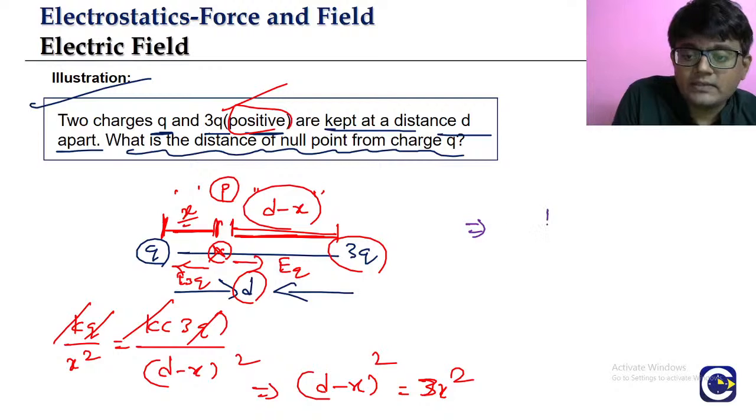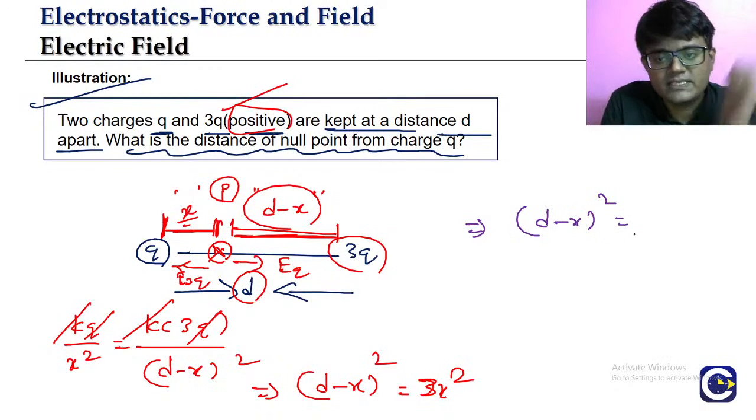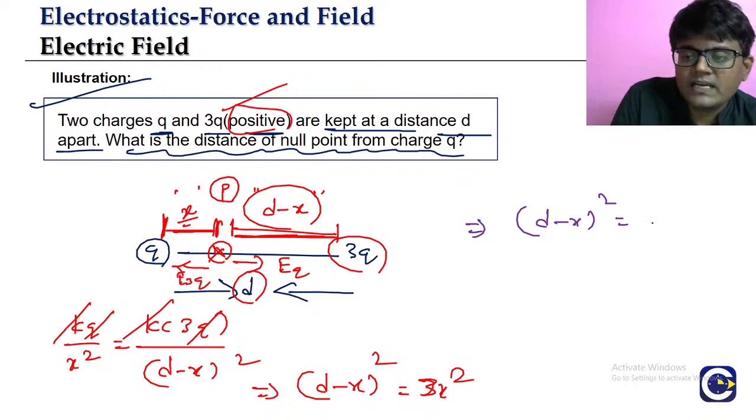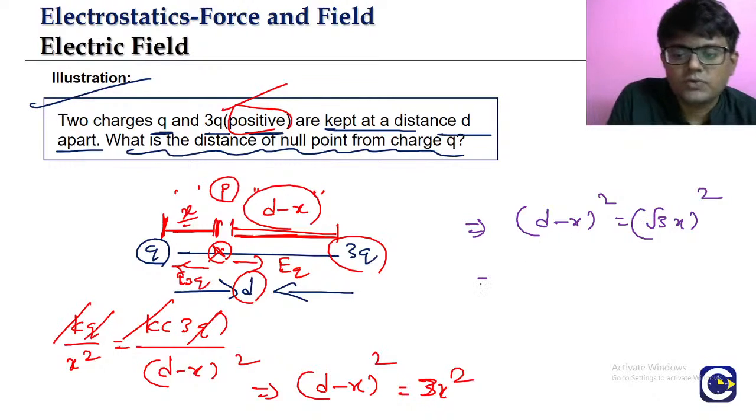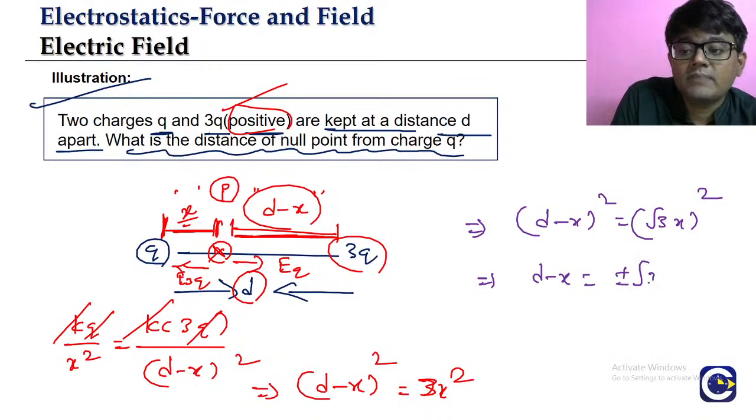So I can write like this, d minus x the whole square. Do you know what all these are? These are all the numerical simplification techniques. This 3x square, when can we write it? We can write it as what? Root 3x the whole square. So from that, d minus x can be written as what? Plus or minus root 3x.